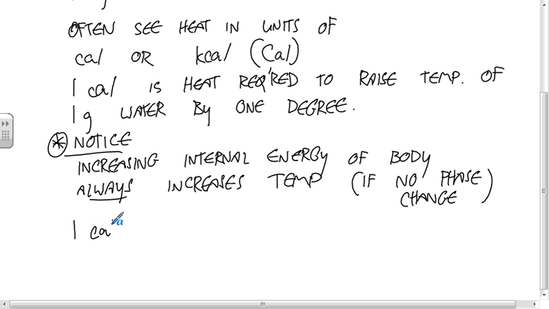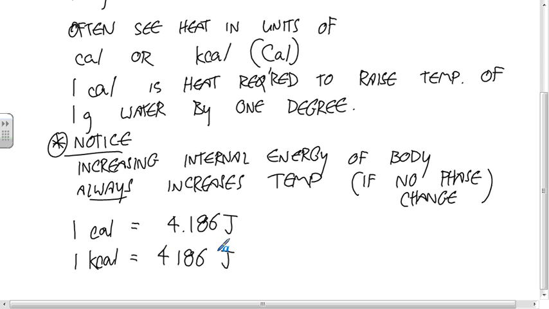One small calorie is equal to 4.186 joules, and 1 kilocalorie is then equal to 4186 joules. The first time I saw that number, it was a surprising amount of energy. A Tic Tac has 10 calories in it, so it has 41,000 joules of energy stored in it. That's a lot.